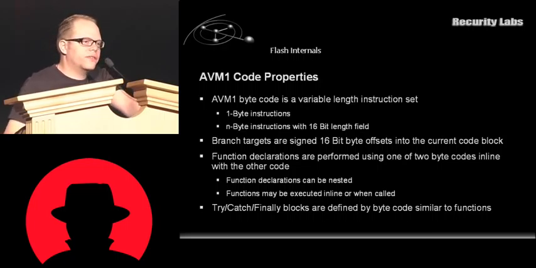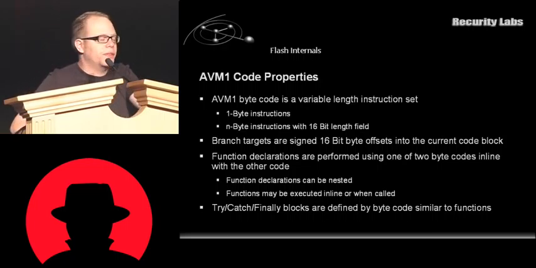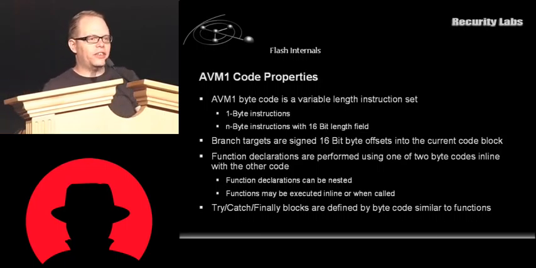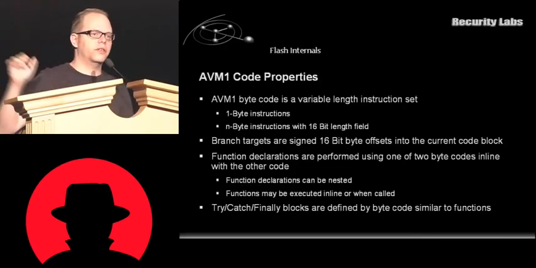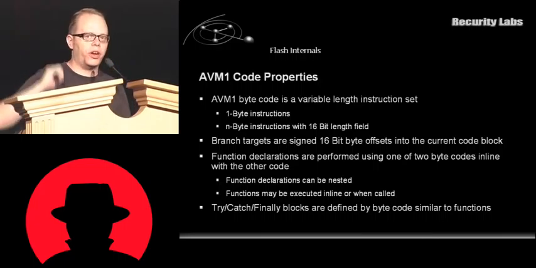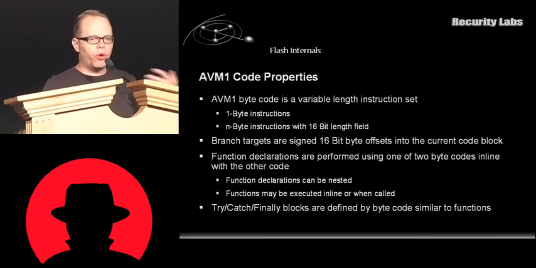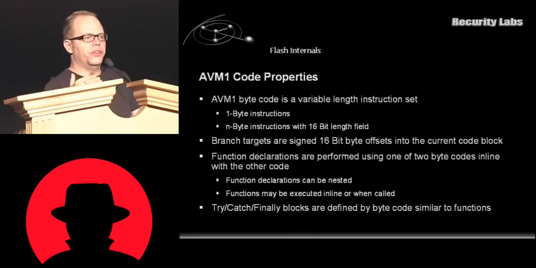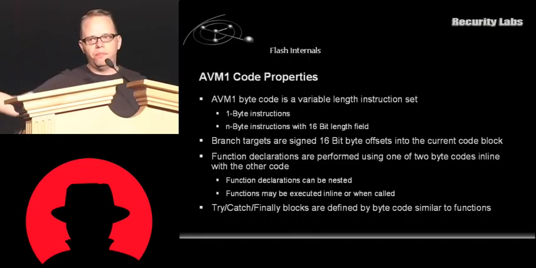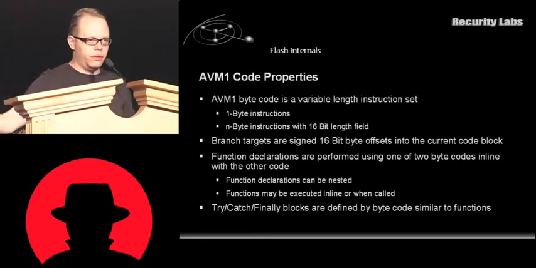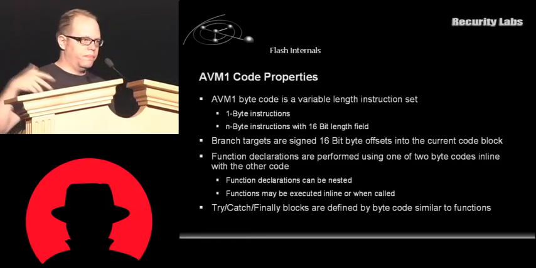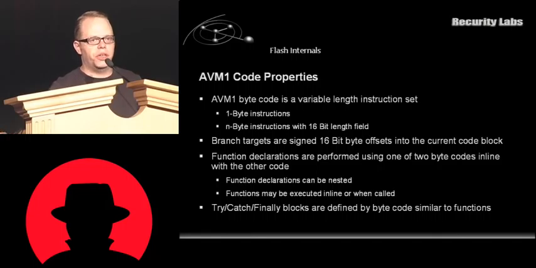Function declarations, and this is really interesting. Function declarations are actually a bytecode. So in every sane executable format, you have an area that says this is my functions and this is where they start and where they end. In AVM1, you actually have an opcode that says, if I'm executed, everything past me, the next n bytes behind me, is going to be considered a function.